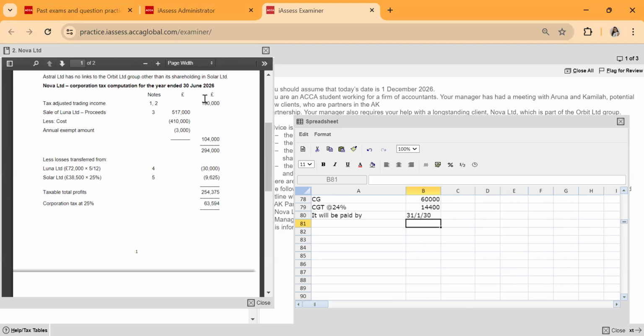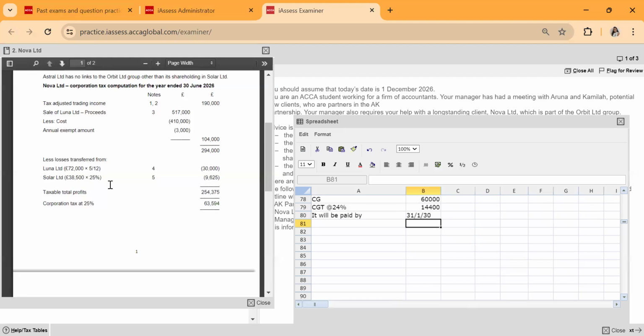Tax adjusted trading income, sale of Luna Limited proceeds, but we never take proceeds in the corporation tax computation. We take chargeable gains, right? So like this, we'll do the corrections. It's proceeds less cost and annual exempt amount. Do we take annual exempt amount for a corporation? We never take it. That's only for individuals.